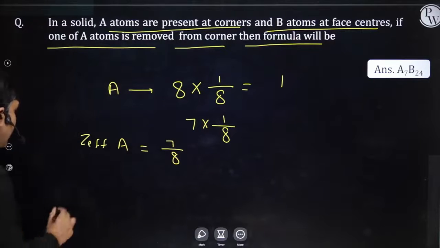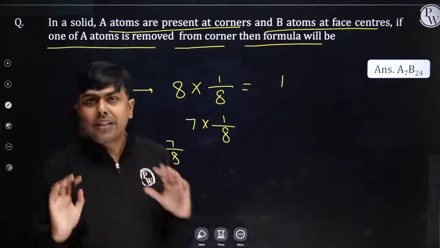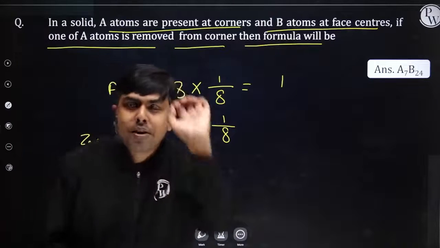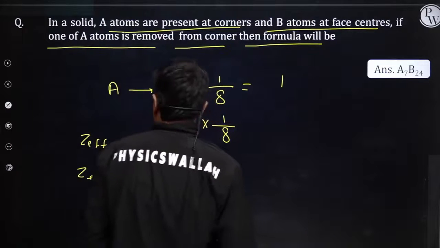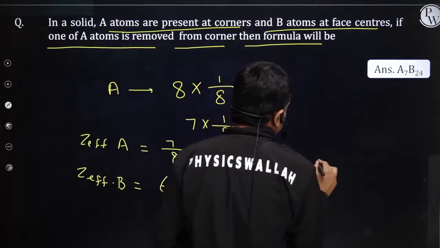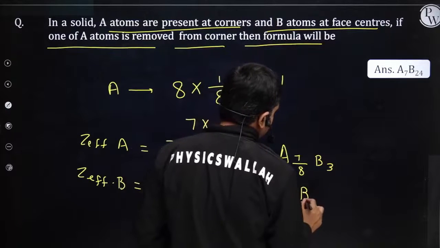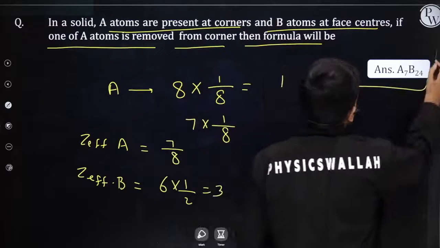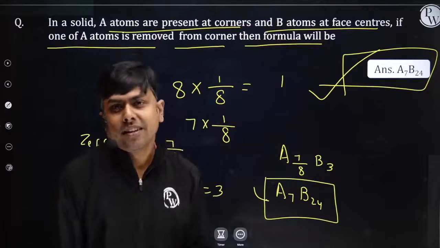Right? Now Z effective for B. B atoms are present only at the face center. There are 6 faces, so 6 face centers. Each face center is having a contribution of half. So 6 into 1 by 2, it's 3. Z effective for B is 3, A is 7 by 8. So A 7 by 8, B 3. If I multiply, it's A 7, B 24. Am I clear? A7B24 is the right answer, students. Let's move ahead. Okay.